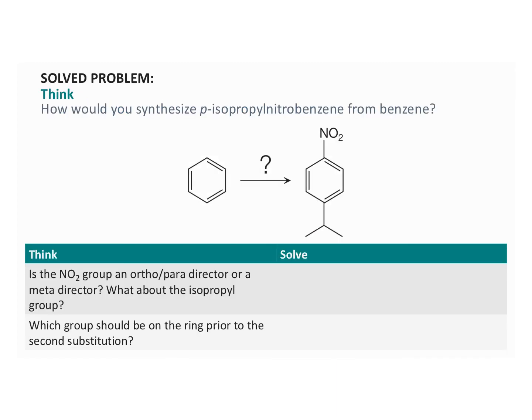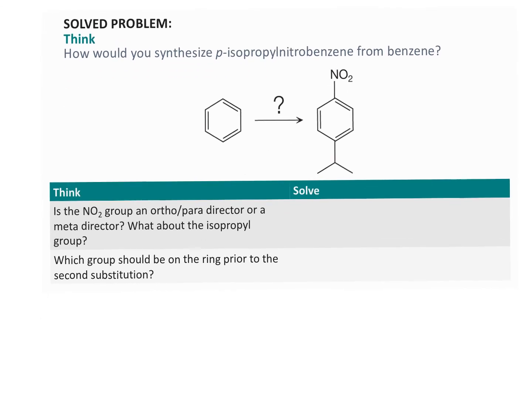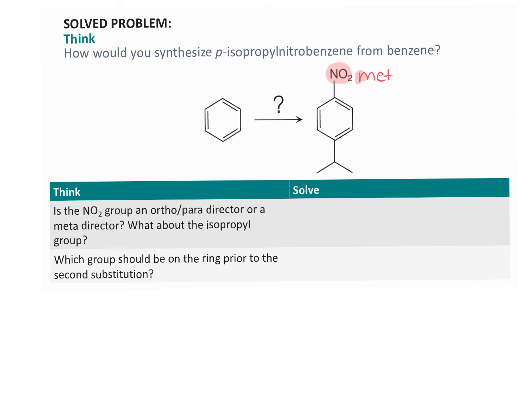So let's do an example. How would you synthesize p-isopropylnitrobenzene from benzene? When I do this, the very first thing I ask myself is, what substituents am I dealing with, and are they meta or ortho-para directors? So my first substituent here is NO2, and this is a meta director.